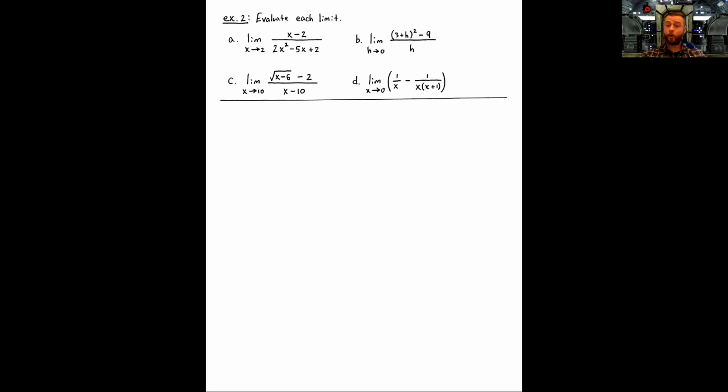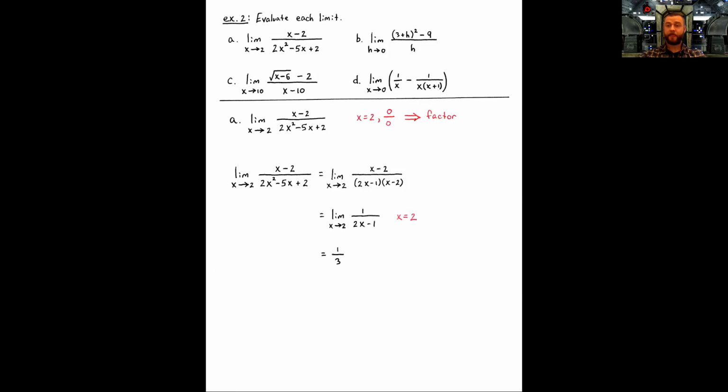All right, welcome back. Hopefully you made an attempt at these. For part A, plugging in x equals 2, we get 0 over 0. Recall, when you have an indeterminate form, 0 over 0, you should be thinking, I'm going to apply an algebraic trick. And here, the relevant algebraic trick is factoring. This one's a little trickier using the AC method, but it will factor.